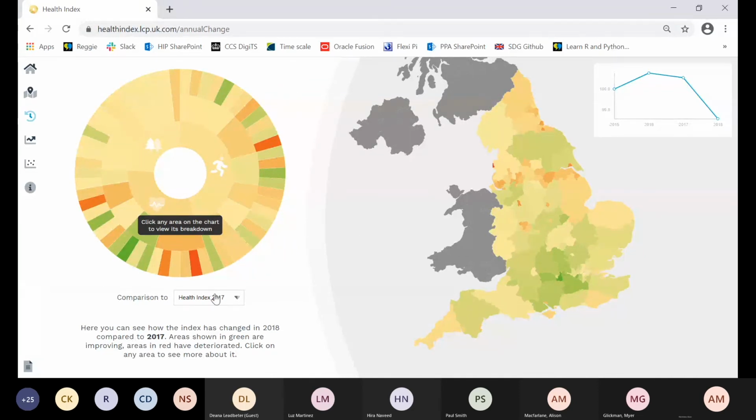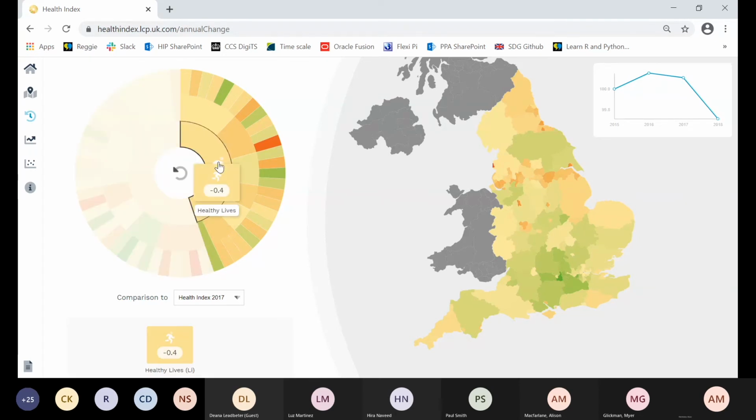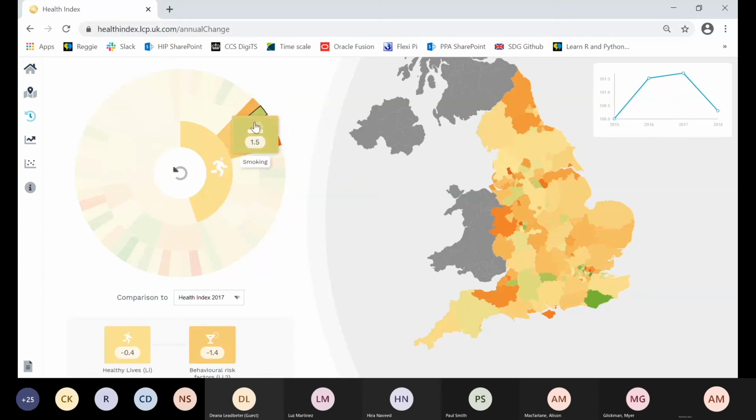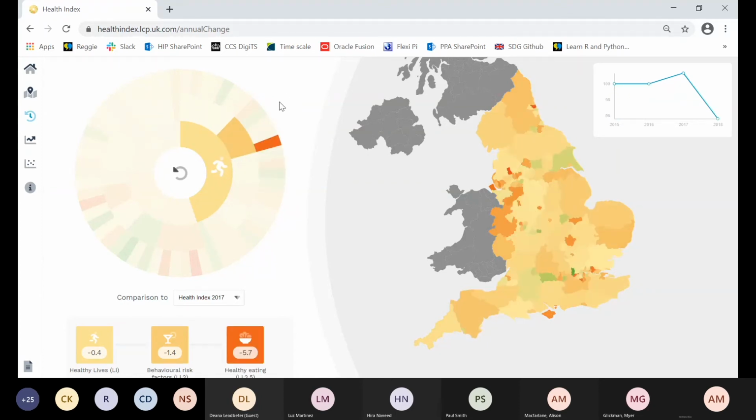at the index as a whole, and you can change which year you're comparing to, with 2018 as the current. But this innermost area represents the 3 domains. So we've got healthy people, healthy lives, healthy places, and within those you can fan out to the different subdomains to focus on the topics of most interest to you, and the different indicators within that, so you can access whichever level of the index is most interesting for you to investigate and see what the geographical inequalities are.